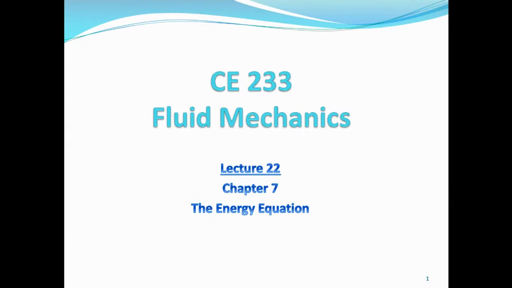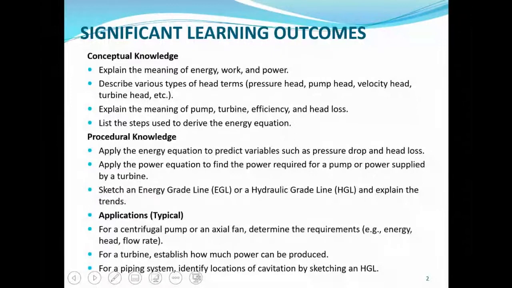So the energy equation. Here we will learn how to explain the meaning of energy, work, and power, and describe various types of head terms, which we did before, but here will include pump head, turbine head, and explain the meaning of pump and turbine efficiency, and head loss. Okay, and list the steps to derive the energy equation. And we'll also sketch the energy grade line and hydraulic grade line, which we did before, but now we will incorporate the head loss in the sketch of the grade lines.